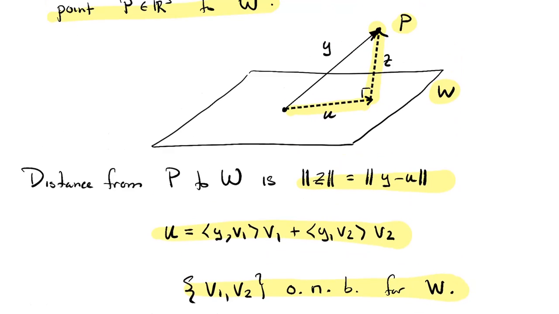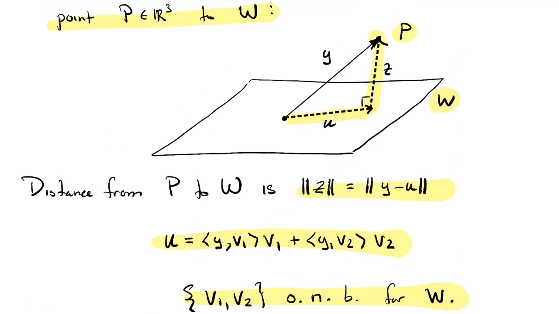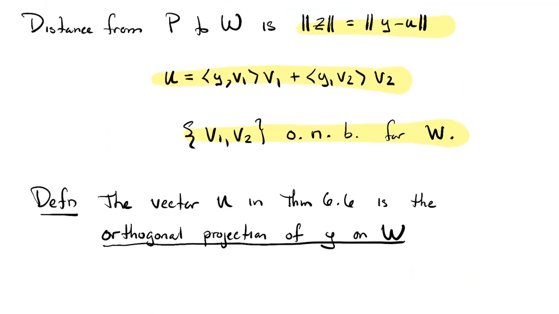Cool. You should play around with this. Use a specific plane W, pick an orthonormal basis for it, and see if you can recover that formula that you used in Calc 3. You can also think about how you could modify this to find, say, the distance from a point to a line, say in R2, and so on. Could be kind of fun exercises for you to do.